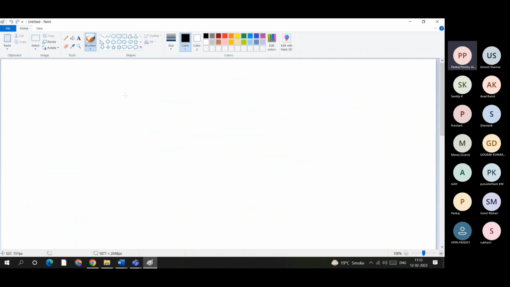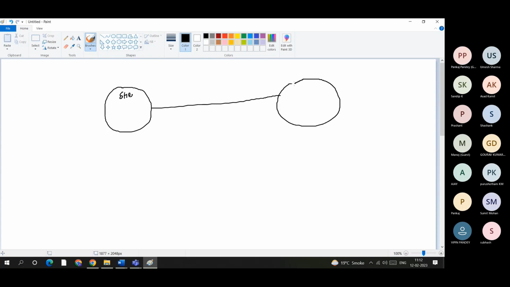Suppose, not going into design, this is our site one, connected with site two. This is our internet service provider. What happens here is you get a public IP address here and a public IP address there. They are able to ping each other.